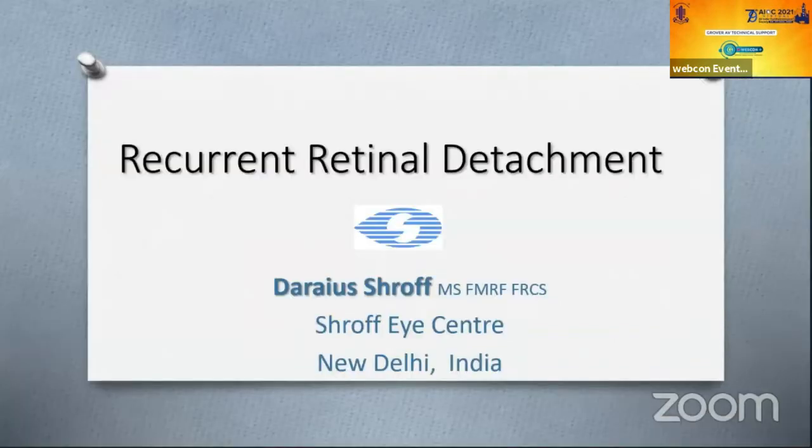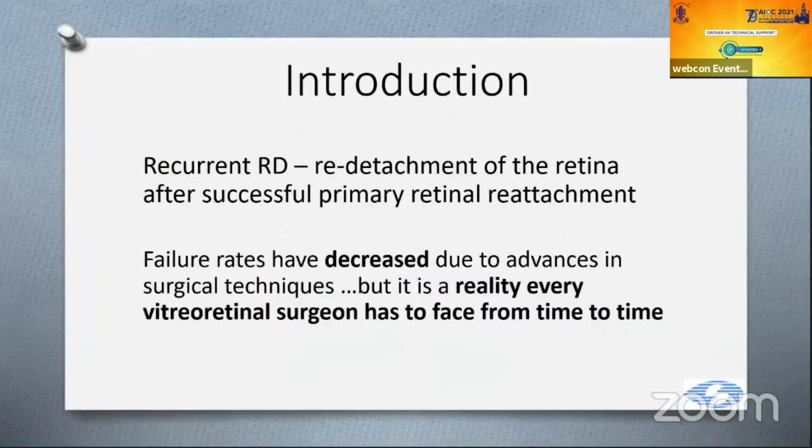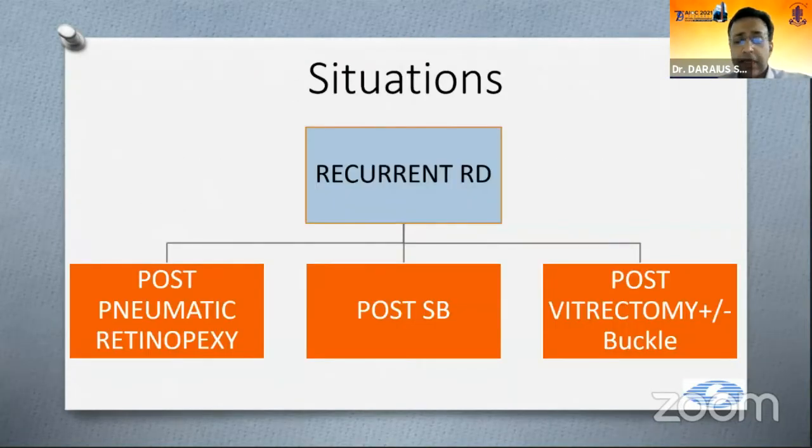So I'm just going to speak on recurrent retinal detachments and what is it exactly? It's a redetachment of the retina after a successful primary retinal reattachment surgery. Although the failure rates have decreased due to advances in surgical techniques, it is a reality that every VR surgeon has to face from time to time. This can occur post a pneumatic retinopexy, post a scleral buckle, or post a vitrectomy.